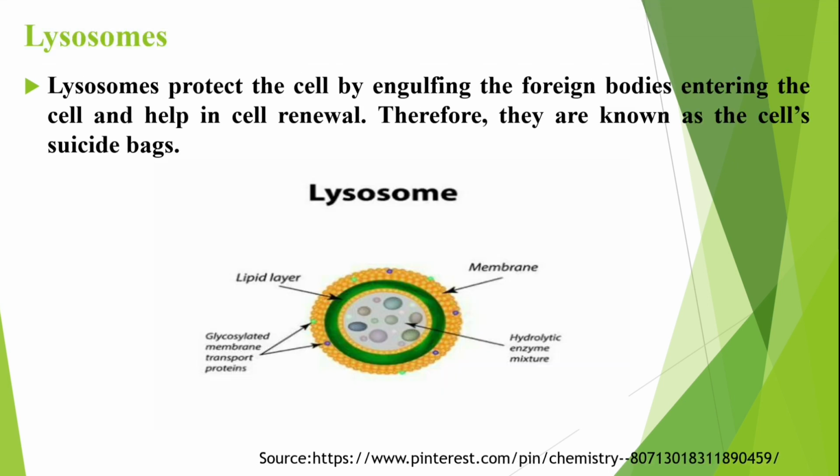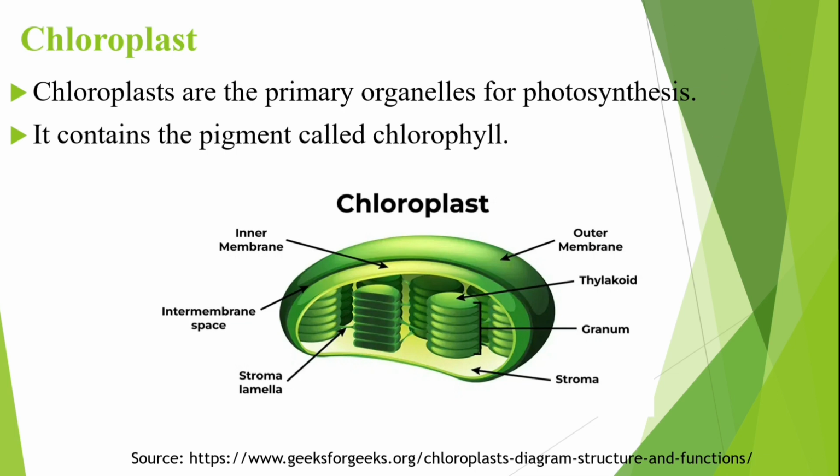Then lysosome. Lysosome protects the cell by engulfing the foreign bodies entering the cell and helps in cell renewal. Therefore, they are known as the suicidal bag of the cell. Then chloroplast, it is the primary organelle for photosynthesis and present only in plant cell. It contains a special pigment called chlorophyll, and that helps the plant in the process of photosynthesis because this pigment can capture the radiant energy of the sun.